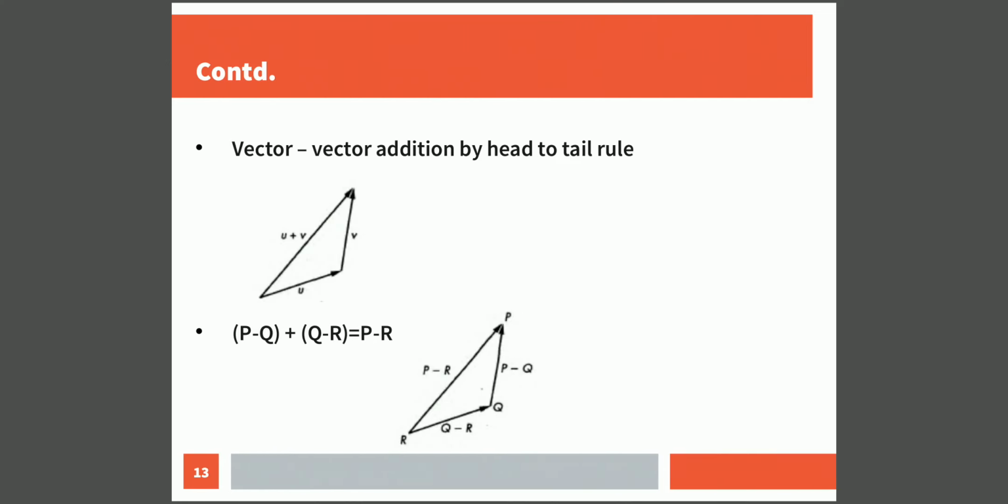Then when we consider vector and vector addition by the head-to-tail rule, we can represent that using a diagram as shown below. Here U and V are the vectors, where the tail of V is added to the head of U, so we'll get a new vector which will be represented as U plus V. When we consider the end points of vector U, they will be represented as R and Q. So whenever we perform point-to-point subtraction, we'll get a vector. So Q minus R, when we perform the subtraction between Q and R, we'll get a vector. We are naming that vector as Q minus R in the second diagram.